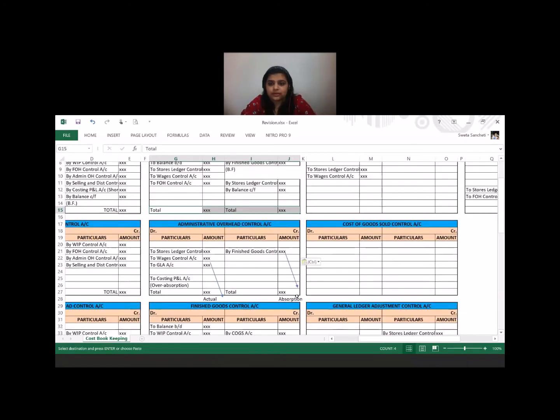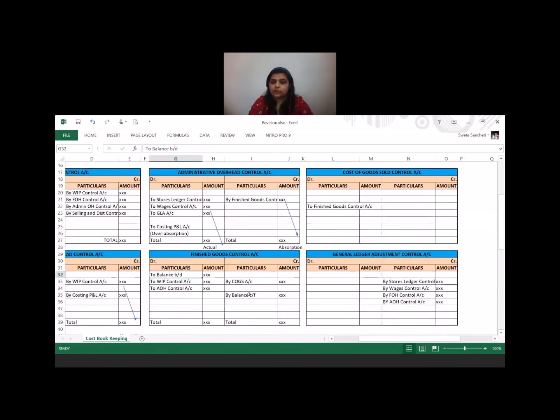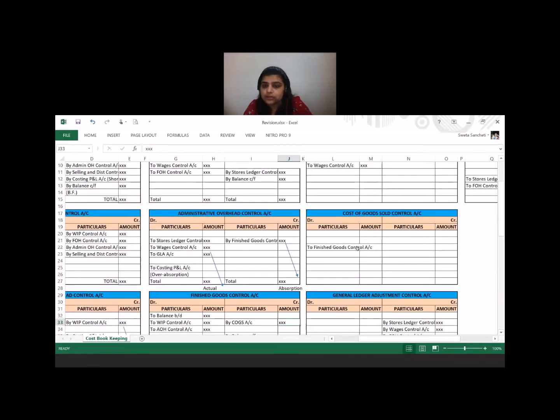Now COGS, let us go to COGS. This is my COGS. So it comes from the finished goods. To finished goods control account. Obviously there will be an opening and closing balance here, right? Opening और closing add करने के बाद क्या होता है? Add opening to your cost of goods produced less closing, तुमको COGS आ जाएगा. COGS, we are sitting here with the cost of goods sold amount. So it has come here.